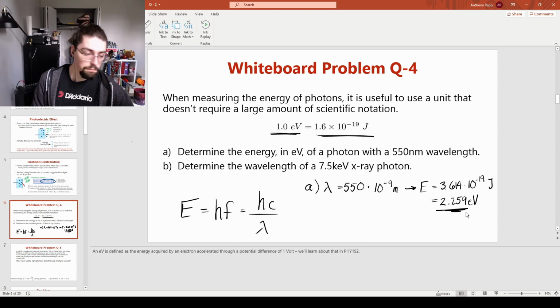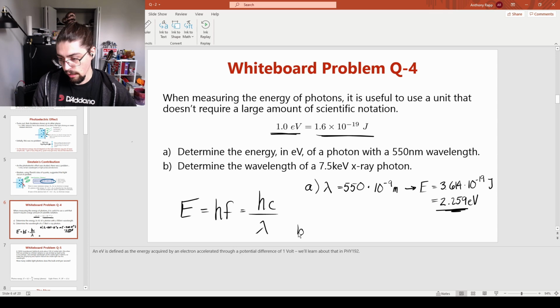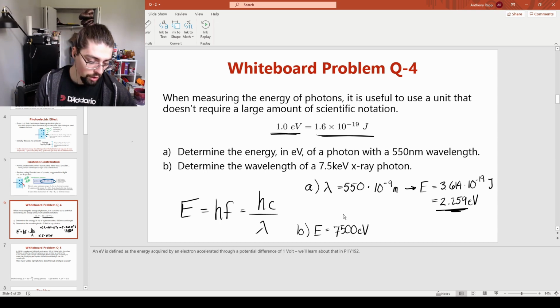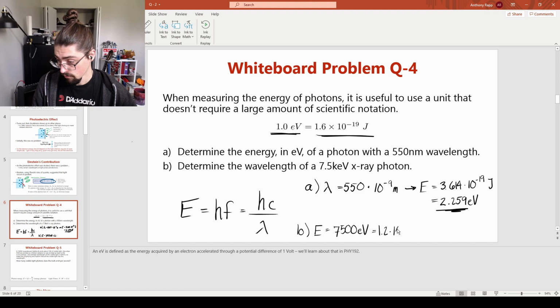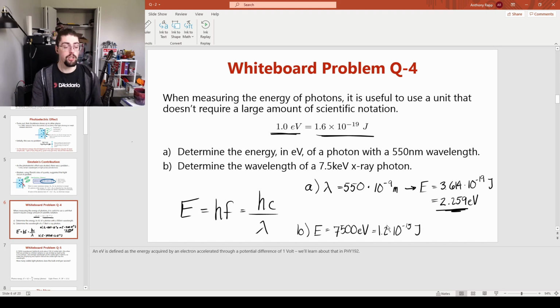If we're looking at part B, it's this thing in reverse. We say, okay, well, electron volts are not quite what I would like to see. I've got 7,500 electron volts right here. The first thing that I would need to do is convert that over into an energy. And that turns this into 1.2 times 10 to the negative 15th joules, which is a significantly higher energy thing, but it is also an X-ray. So it is a very high energy kind of photon. This is not a super surprising thing to see.